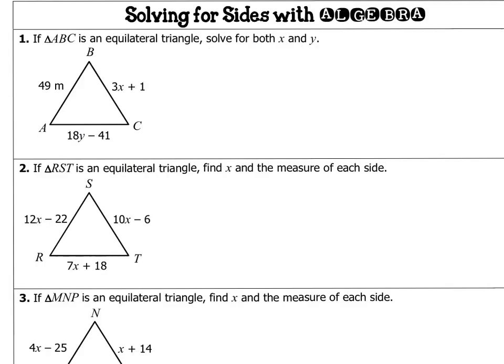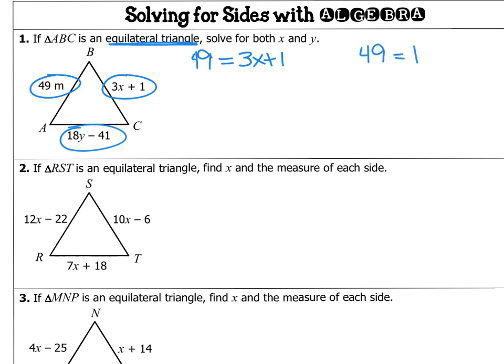Okay, so we're going to be looking at solving for sides using algebra. So we're given the fact that ABC is an equilateral triangle. So I know all these sides are equal to each other. So I know 49 equals 3x plus 1. I know that 49 equals 18y minus 41 because these things are equal to each other. So I'm going to solve for x and y. I just created two equations.